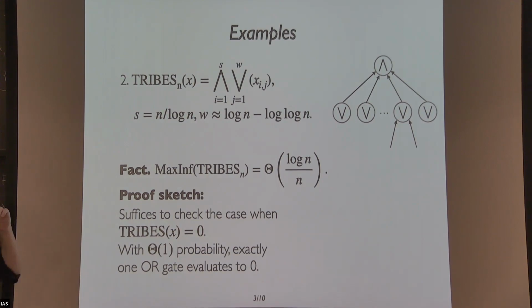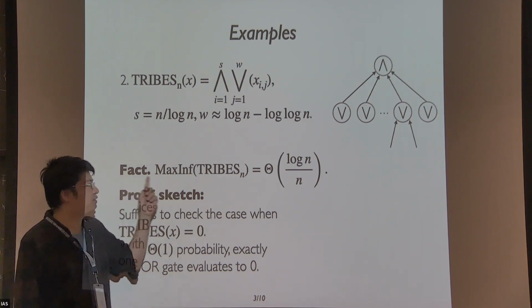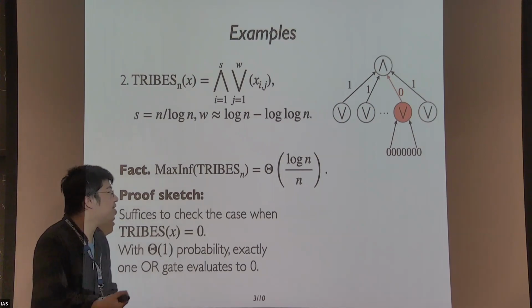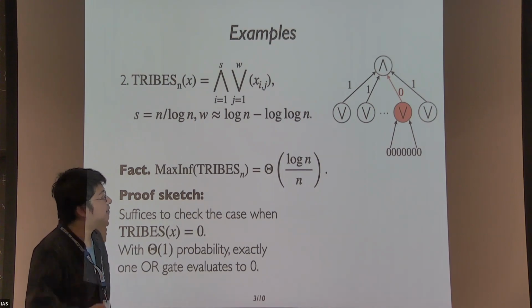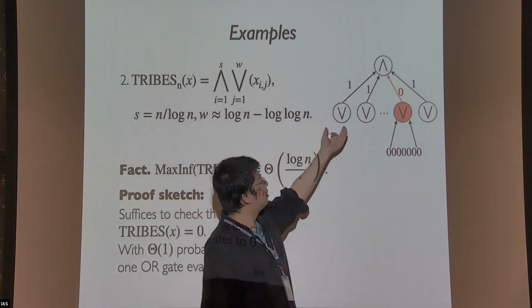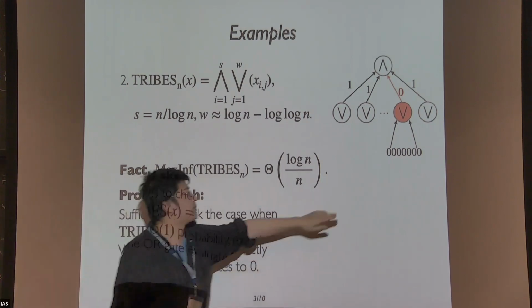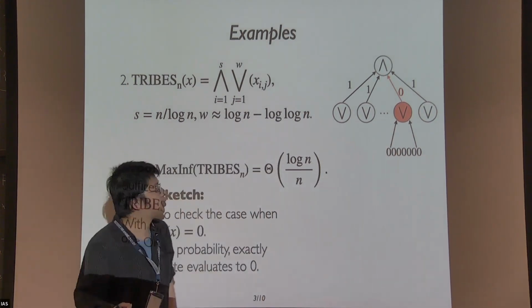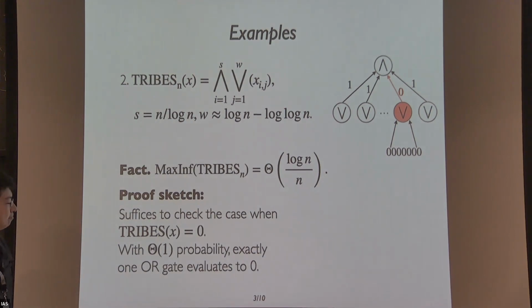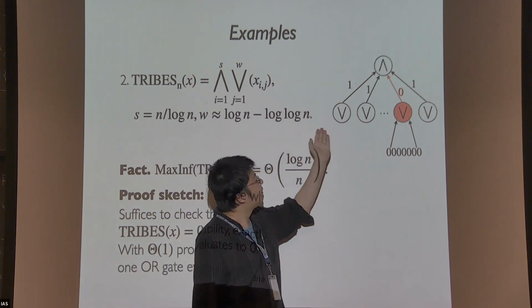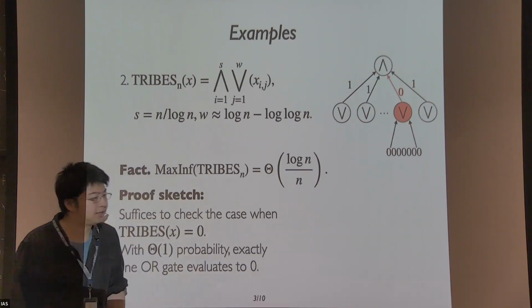Okay. Yeah. So let's see why the choice function has influence of this order. We are just going to look at the case where the output of the choice function is 0. In this case, if a bit is sensitive, then there has to be exactly one OR gate that outputs 1, so that by flipping the input fed into this special OR gate, you flip the value of your function. And you can easily calculate that on a uniformly random input, this event happens with constant probability.